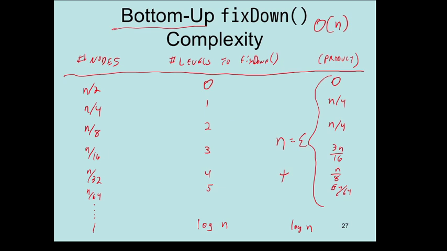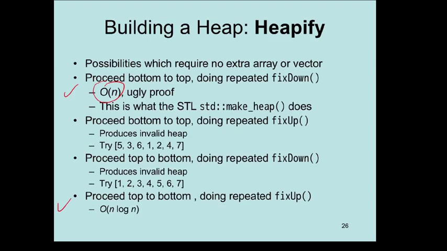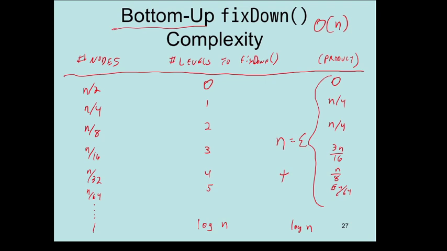You can use this same sort of hand-wavy proof for this method, top to bottom, doing fix up. What you'll find is you have the root node. There's only one node that gets fixed 1 level. There's 2 nodes that get fixed 2 levels. There's 4 nodes that get fixed 3 levels, etc. And the products get bigger and bigger instead of smaller and smaller. So you'll get an n log n out of that.